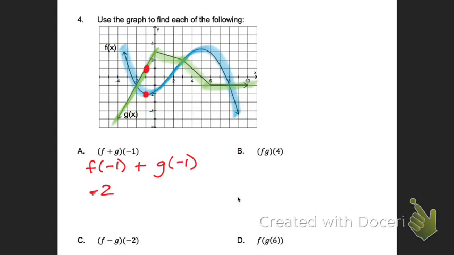G of -1 is 1. So how I got that is I went to my X, like take them both separately, like we did in the last section. Y'all were awesome at that. I'm going to go to X equals -1. I'm going to find where my F is. I'm going to find where my G is.